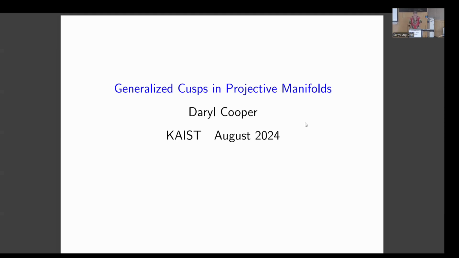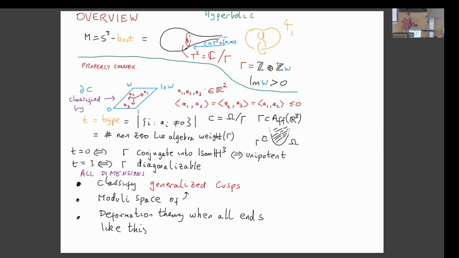So I'm going to be talking about generalized cusps in projective manifolds. How do I advance the screen? So, thank you. This is an overview.